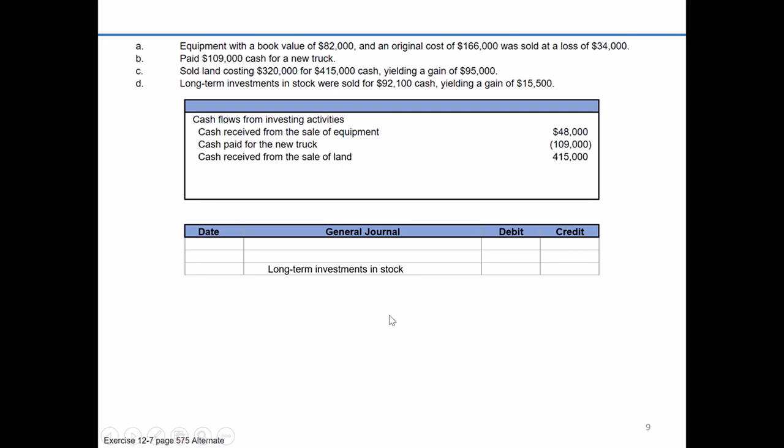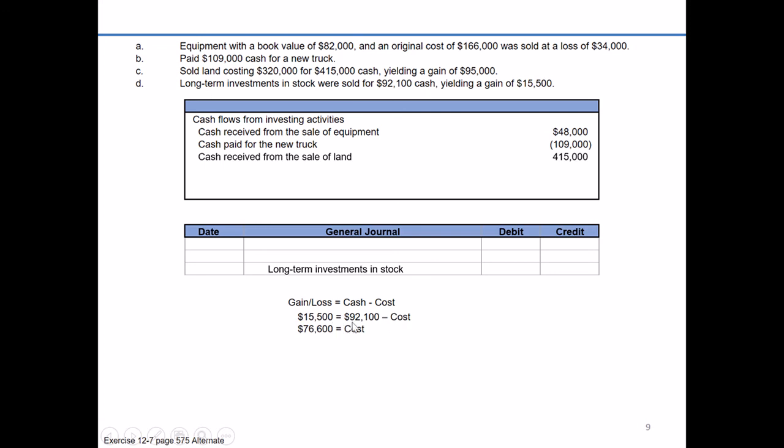Now, similar to when we sold equipment, we'd have to remove our long-term investment. The problem is they don't directly give us the cost of that long-term investment. But again, test out, go back to your concepts. You can figure that out. A gain or loss is simply your cash minus whatever you gave up, the book value of the cost of it. Again, we've got a gain of $15,500.